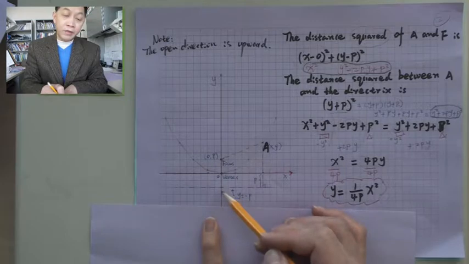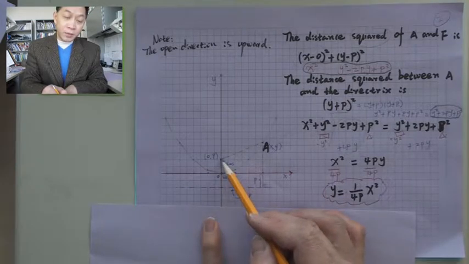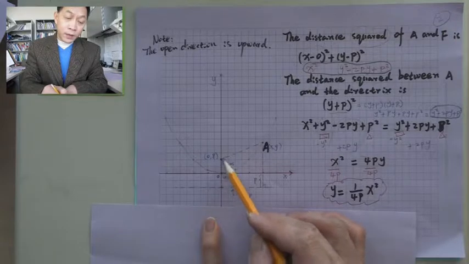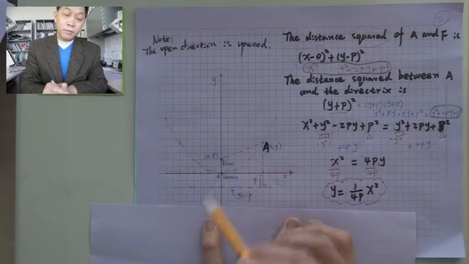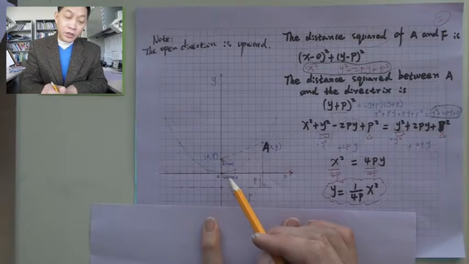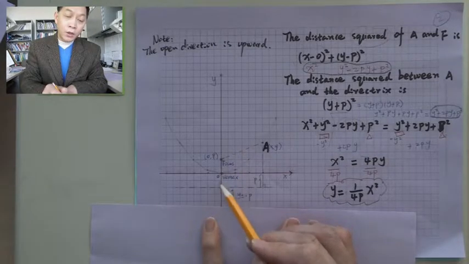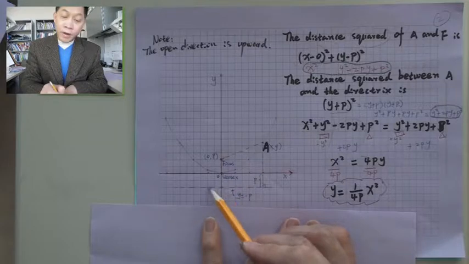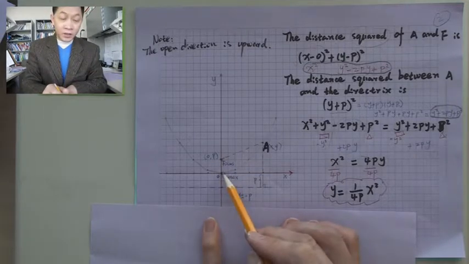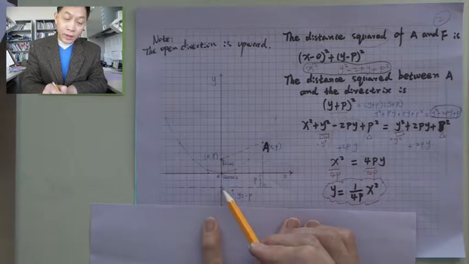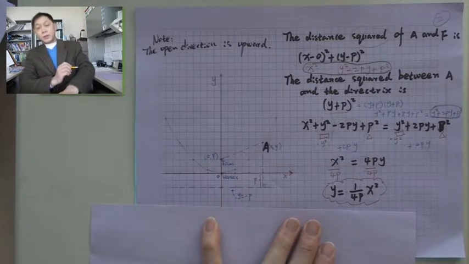And then we choose half of this distance between the focus and directrix to be p. Remember, p is the distance between the vertex and the focal point, or between the vertex and the directrix. And the vertex is all the time right in the middle between the focus and directrix.